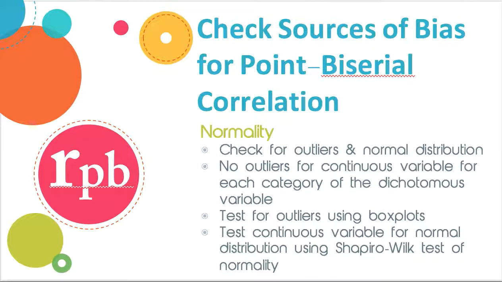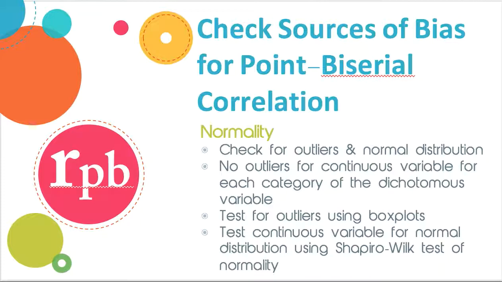Just as you would check the sources of bias for the Pearson product moment correlation coefficient or the Spearman-Rho, you need to do the same for the point-biserial correlation. So when you choose to analyze your data using a point-biserial correlation, the process involves checking to make sure that your data can actually be analyzed using a point-biserial correlation. It's only appropriate to use a point-biserial correlation if your data passes the assumption that first you have one dichotomous variable and one continuous variable.